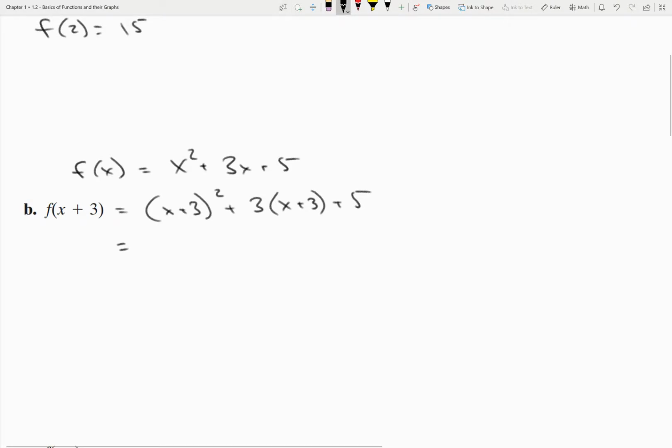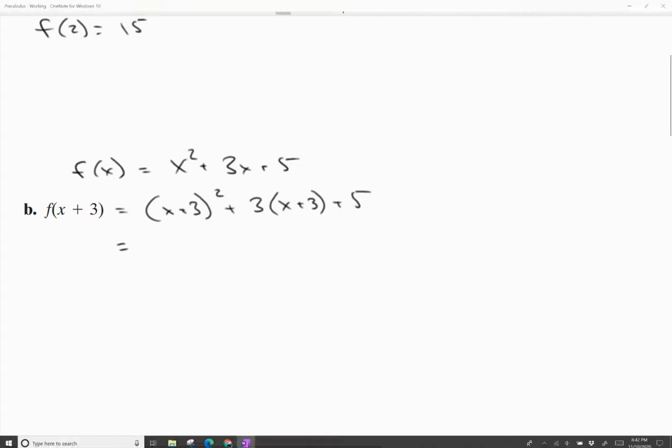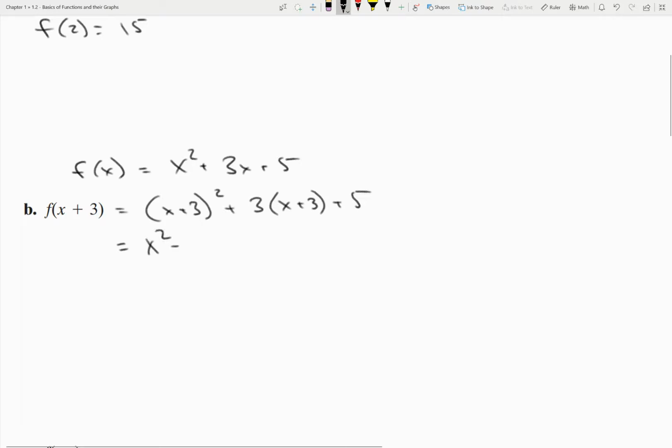Well, x plus 3 squared is a binomial. When I square a binomial, I have to FOIL the two pieces together, and I get x squared plus, don't forget the middle term, 6x plus 9. I'm going to distribute the 3: plus 3x plus 9 plus 5. So that gives me x squared plus 9x. 9 and 9 is 18 plus 5 is 23. Okay, so f of x plus 3 turns into x squared plus 9x plus 23.